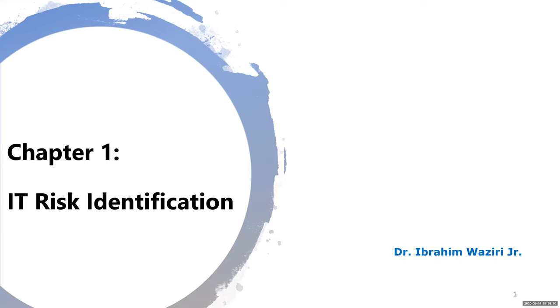IT risk identification. Can we spend a minute? Can anyone touch on what that means? What does risk identification basically mean, and why do we even have it in the first chapter? Seriously, why? Anyone?